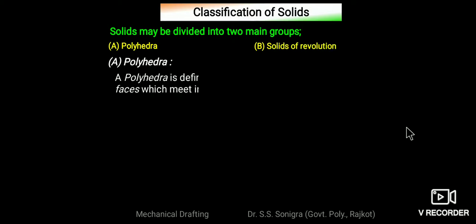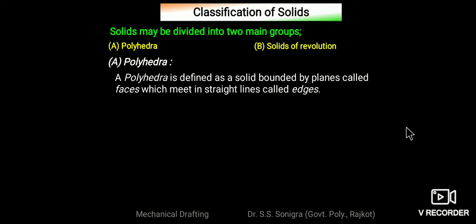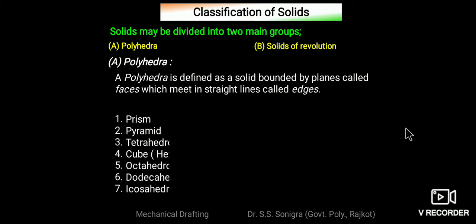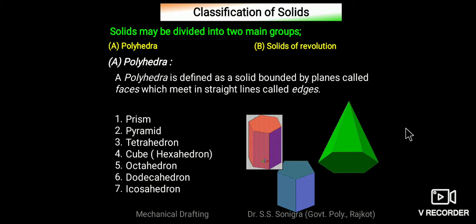Now, what is polyhedra? A polyhedron is defined as a solid bounded by planes called faces which meet in straight lines called edges. Of course, this definition looks a little bit difficult to understand. Now, let me explain with this diagram so that you can understand this definition much more clearly. This is a polyhedron. Why? Because this solid is covered by planes.